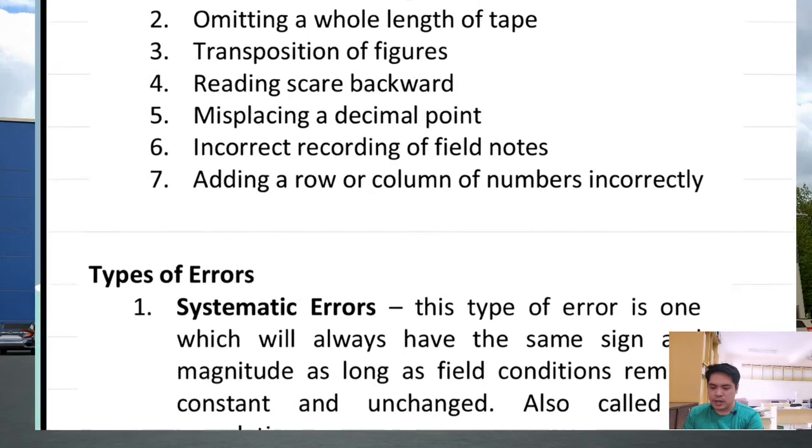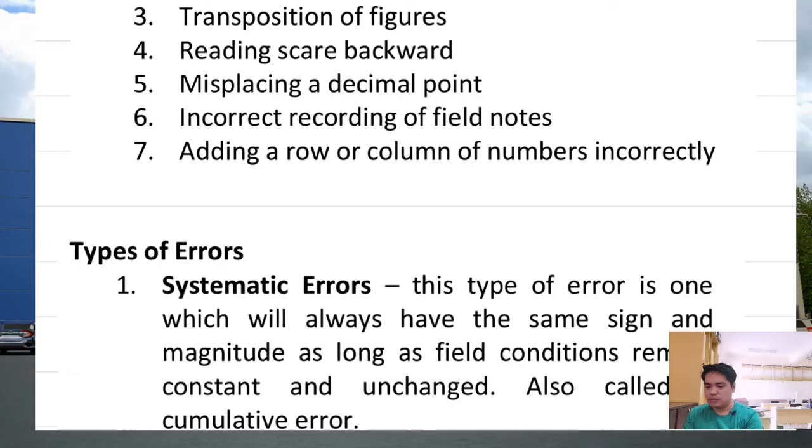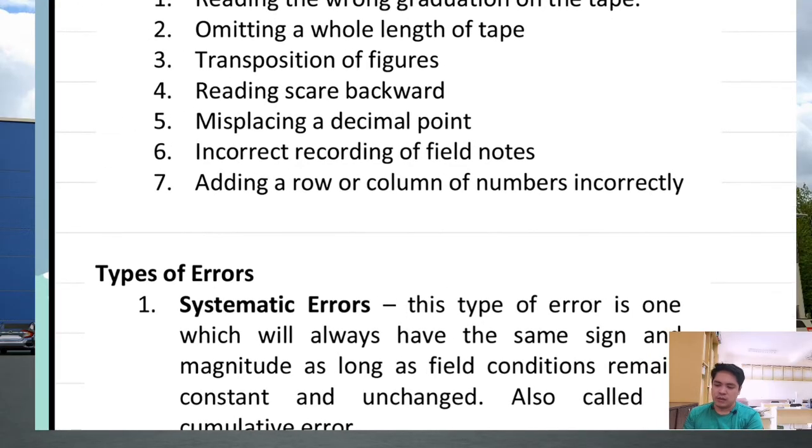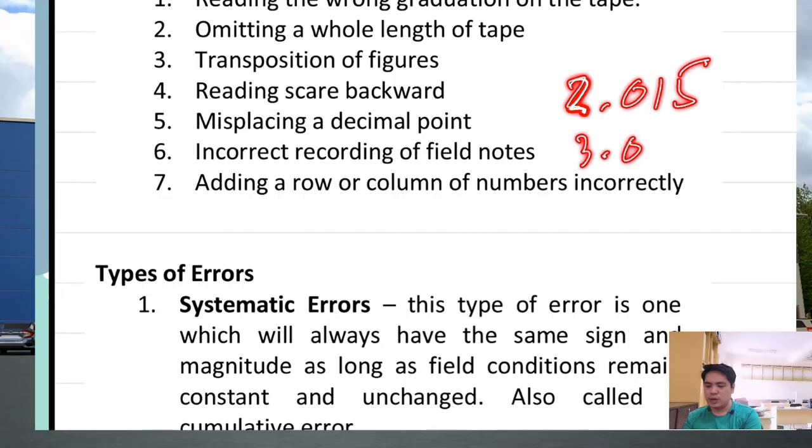And number 7, adding a row or column of numbers incorrectly. So, of course, that's common even in elementary. For example, you are adding 2.015 ulit, then you have 3.001, 3.01, pero yung nasulat mo 3.01, so dito mo siya na-add, so that would be a cause of mistake.